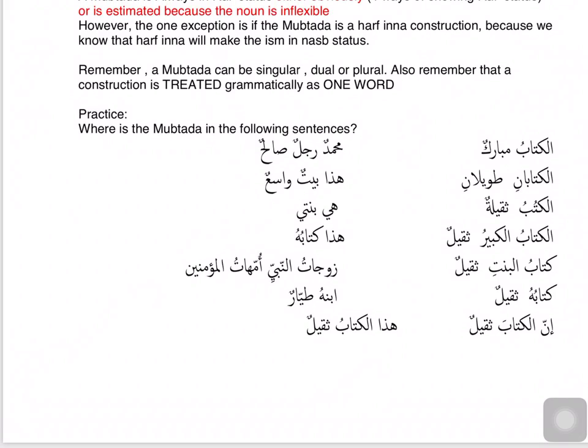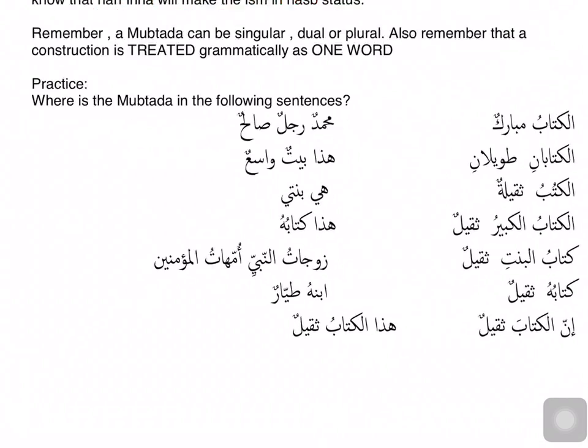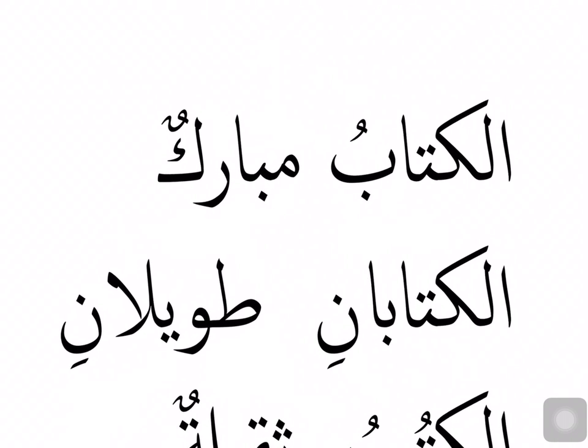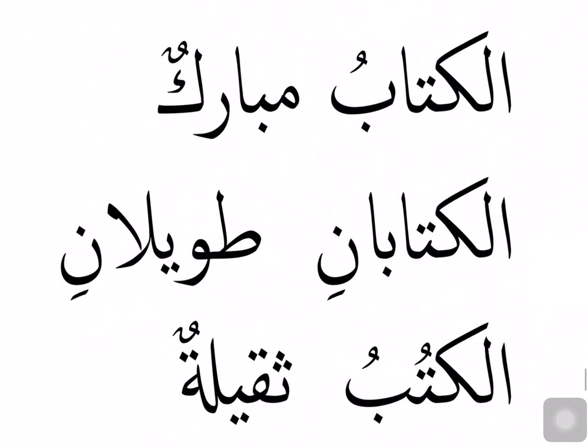So now we have some practice, and we're going to find the mubtada in each of these inshallah. So the first one is al-kitabu mubarakun. It is a jumla ismiya because the first word is a noun, al-kitabu. It has al, so that is a noun. Now when I decided it's a jumla ismiya, I'm looking for mubtada and khabar. Mubtada generally will be the first noun, it will be marifa, it will be in rough status. Al-kitabu fits the bill. That's my mubtada. We're not doing the khabar right now, so let's just look at the mubtada.